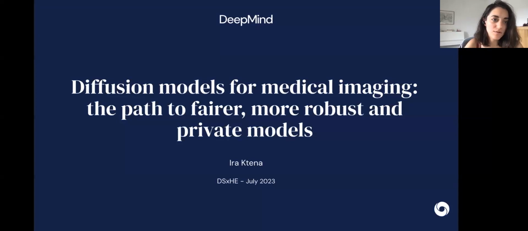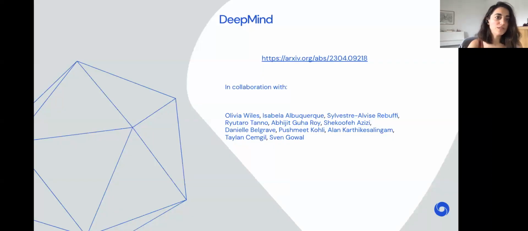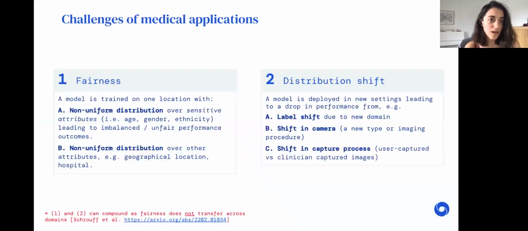Thank you so much for the introduction. So today what I'm going to talk about is work we've been recently doing at DeepMind with a great team of collaborators, and is essentially covering how we can leverage powerful diffusion models in medical imaging in order to build fair, more robust, and private models. So the first line of work that I'm going to cover was done in collaboration with this great team of individuals, and we shared it on arXiv back in April.